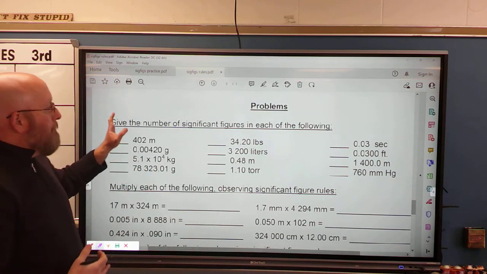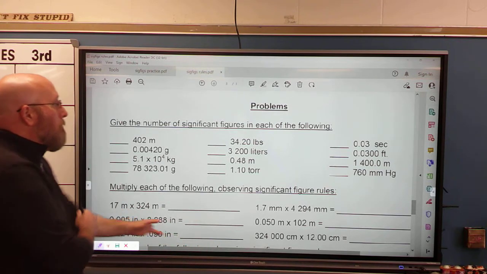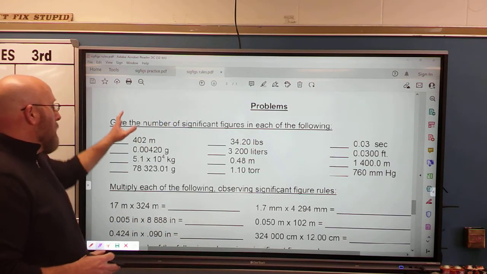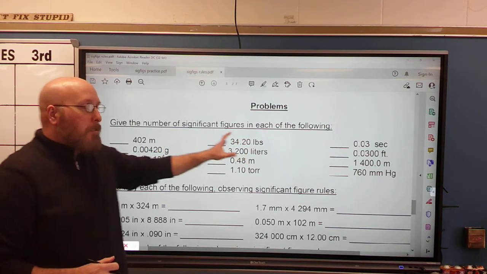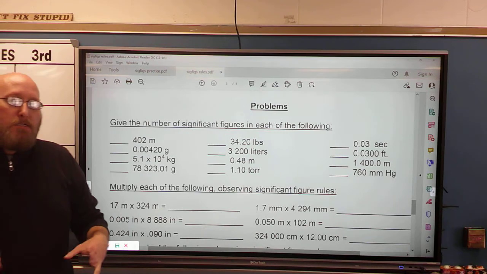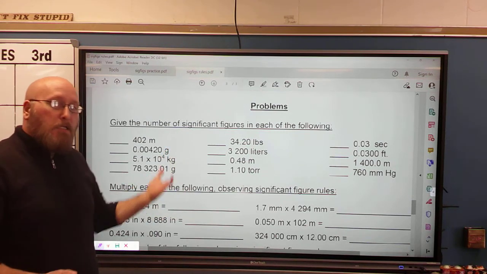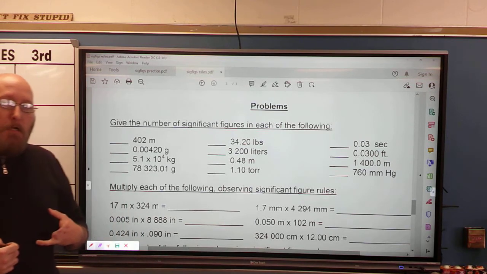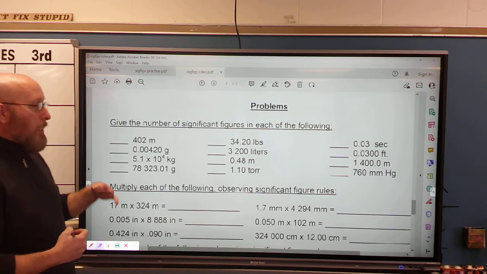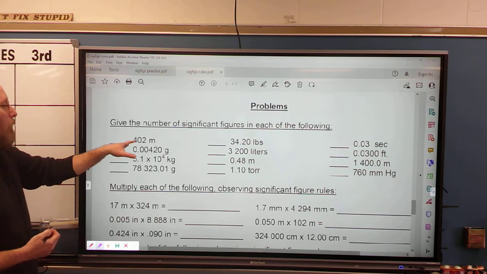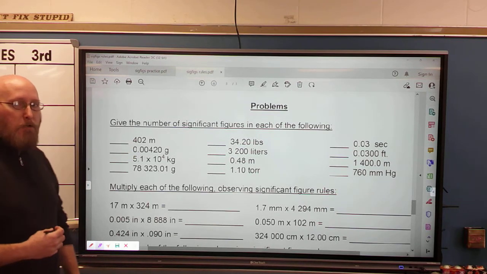Now, this is one of those papers I gave you before you left, and the first part of it where it says problems, it says at the very top, we're going to look at this real quick. It says give the number of significant figures in each of the following. So what I'm going to do is hopefully before you watch this, see if you can figure out how many there are, okay, for each one of them. And now we're going to go through them and see how well and how close you were to each one of them, okay? So let's look at the first one, 402 meters, 402 meters.